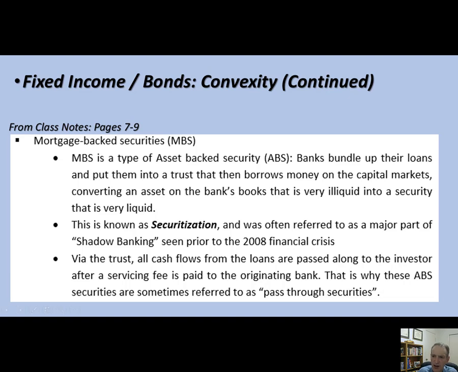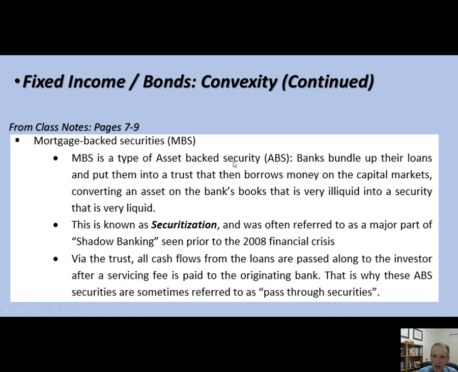So what banks do is they take all of their mortgages, their credit card loans, their auto loans, but here we're specifically talking about mortgages. They take all of those mortgages and they put them into a trust, and that trust borrows money on the capital markets. It's an actual security, and what that trust does is it passes through any of the cash flows the banks get from their loans. So these are also known as pass-through securities, mortgage-backed securities, asset-backed securities. So asset-backed security is the larger term. It's the bigger concept. So a mortgage-backed security is a type of asset-backed security.